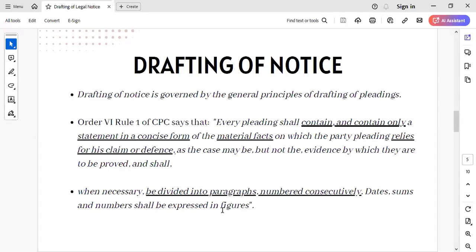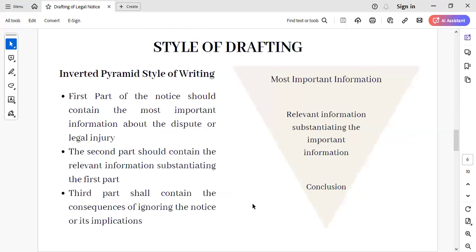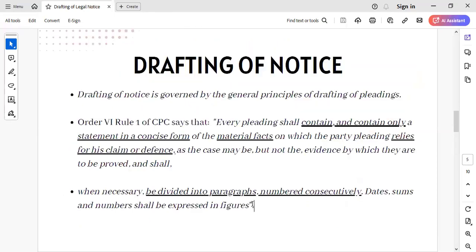So the drafting of a notice is governed by the general principles of pleadings. It should contain only facts, in a very summarized form, with material facts only. If the notice is lengthy, it should be divided into paragraphs, numbered consecutively, with dates, sums, and numbers expressed in figures. Understood this point? Any doubts? You should not give any evidence. You should just take the facts. Evidence is given in the court.